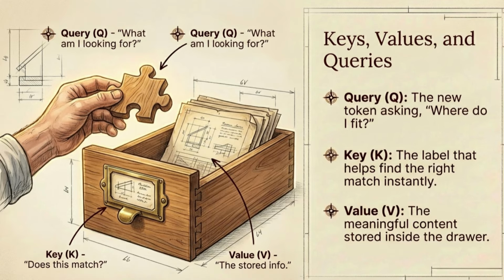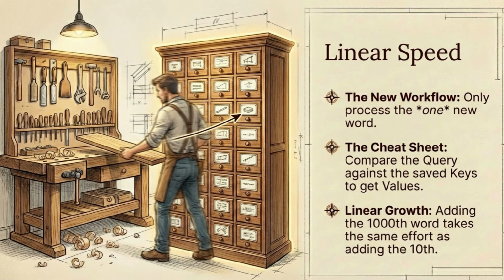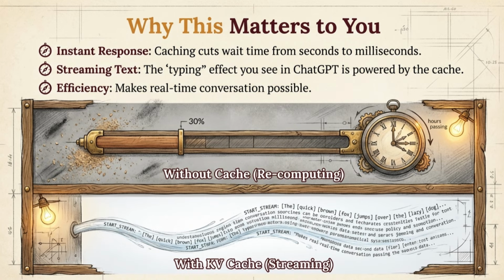So when I type a new word, it only has to do the math for that one new word and check it against the cheat sheet. Spot on. It changes the workload from quadratic, which gets exponentially harder, to linear. It's like keeping your notes open on the desk instead of rereading the whole textbook every time. That's why the text streams out at typing speed.